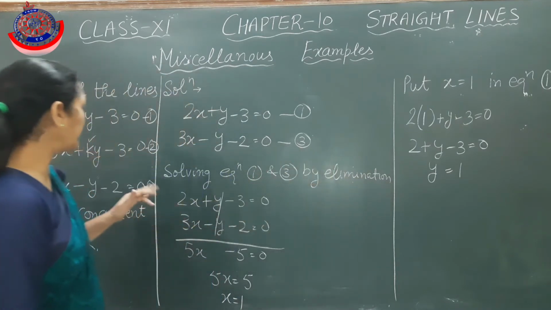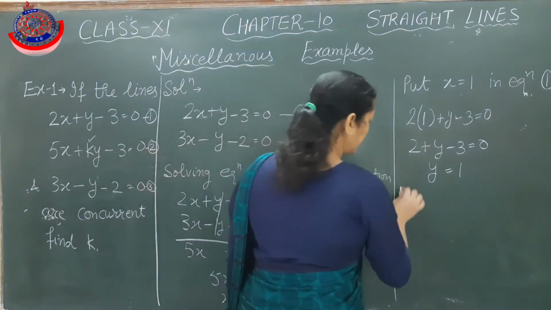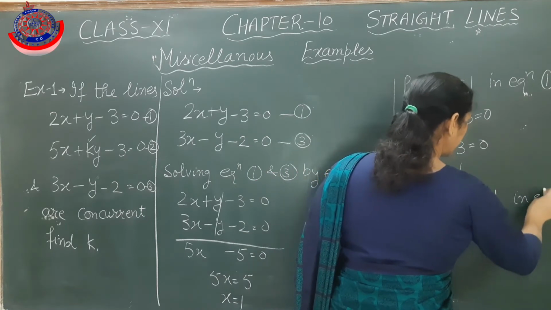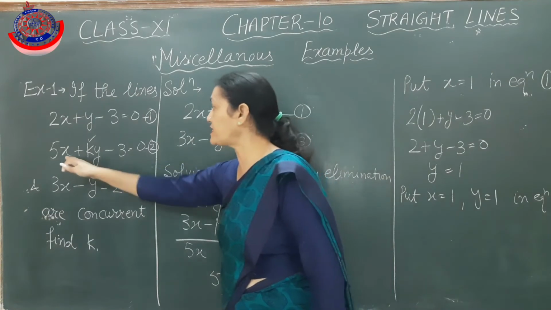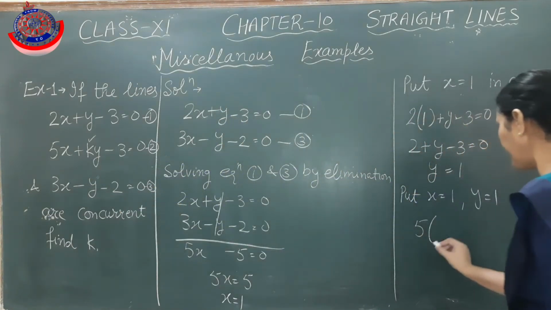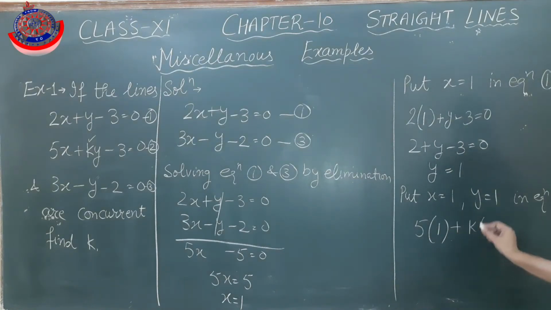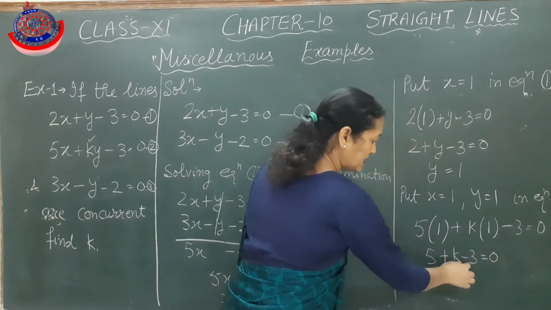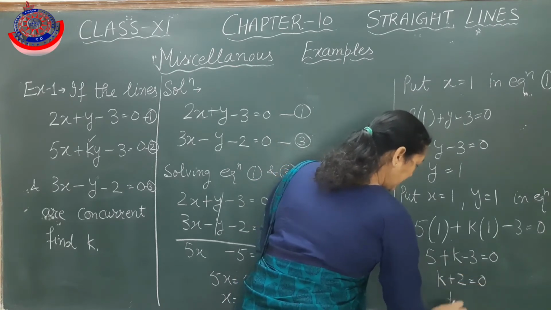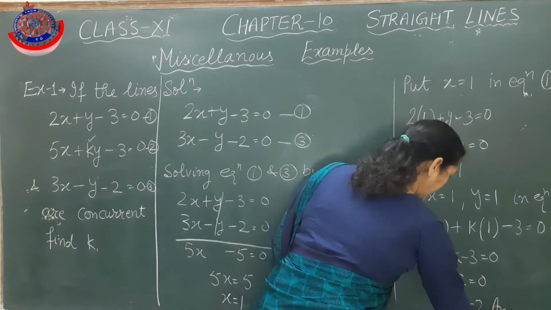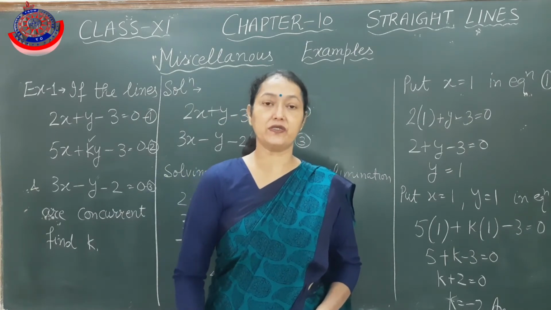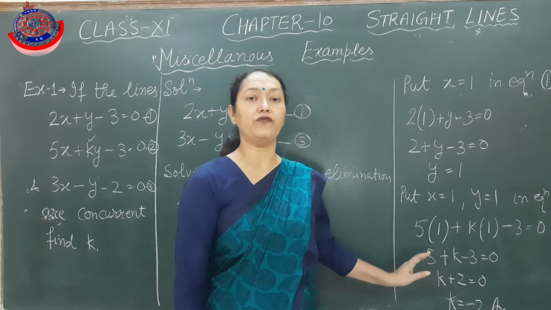Both the values, if we put in this second equation, put x equals 1, y equals 1 in equation 2. So what are we getting? We have 5x plus ky minus 3 is equal to 0. So 5 in place of x, 1 is inserted, plus k, y is also 1, minus 3 is equal to 0. After solving, we get 5 plus k minus 3 is equal to 0. 5 and minus 3 will give 2. K plus 2 equals 0, k equals minus 2. So just solving two equations means finding the point of intersection of two equations, and putting those values in the third equation, we have obtained the value of the unknown variable.